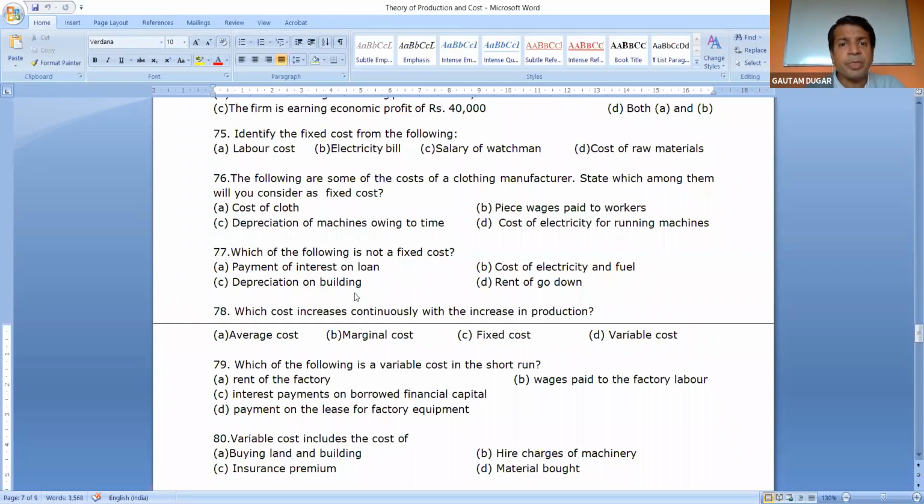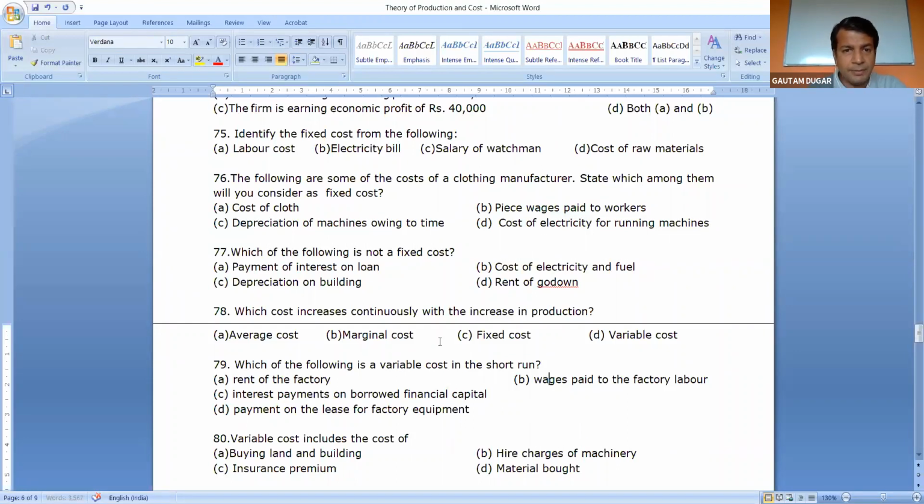77. Which of the following is not a fixed cost? Yes, now it's correct. Many of you have now got the concept. Very good. Now I find that people have understood the concept. B, cost of electricity and fuel, that is not a fixed cost. Payment of interest on loan, depreciation, building, rent of godown, all these are fixed costs, but cost of electricity and fuel is a variable cost.